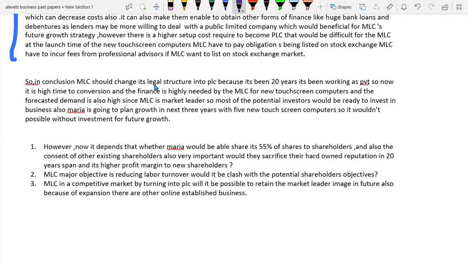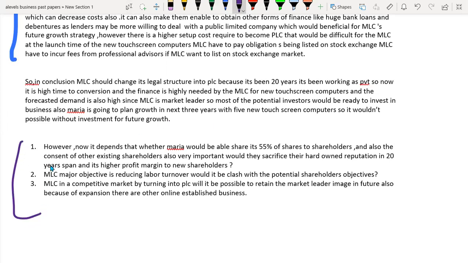In conclusion, MLC should change its legal structure into a PLC because it has been 20 years working as a private company, so now it is high time for conversion. And finance is highly needed by MLC for the new touchscreen computers, and forecasted demand is also high. Since MLC is a market leader, most potential investors would be ready to invest in the business. Also, Maria is going to plan growth in the next 3 years with 5 new touchscreen computers, so it would not be possible without investment for future growth.